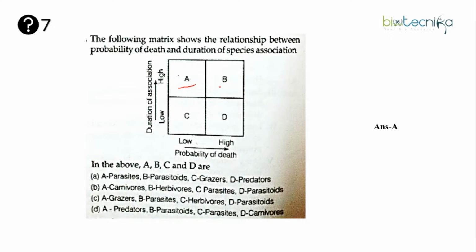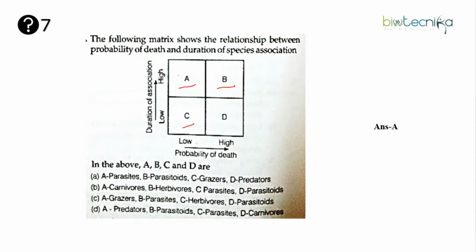All right, but parasitoid is like a parasite. They also spend their life cycle within the host, but they kill the host in the process. The host is sure going to die. So duration of association is high, but probability of death is also high in the case of your parasitoids. Next will come the grazers. Duration of association is going to be low, and the probability of death is also low.